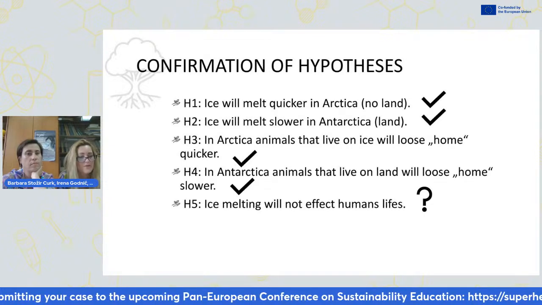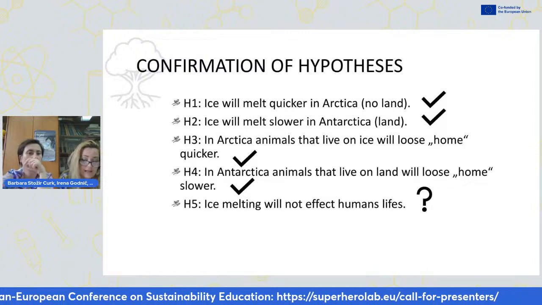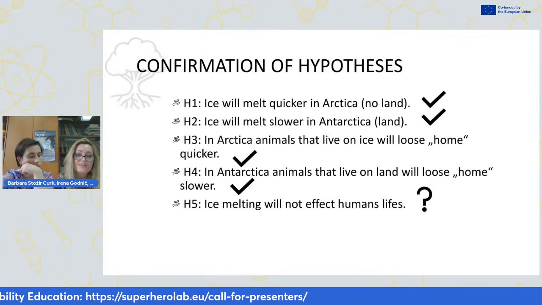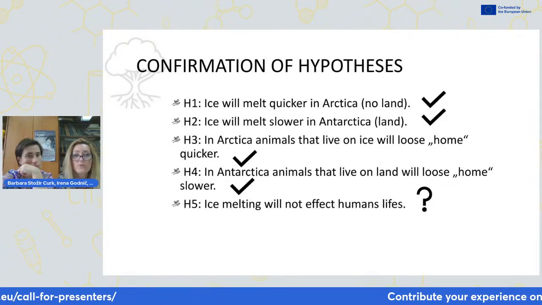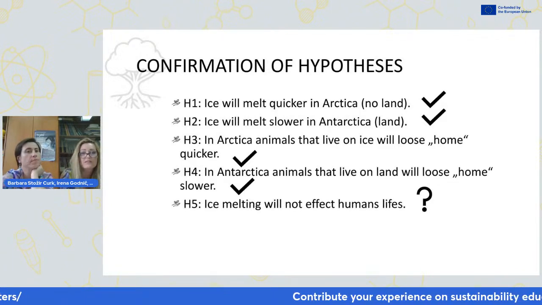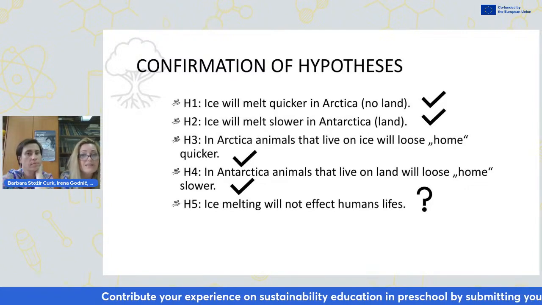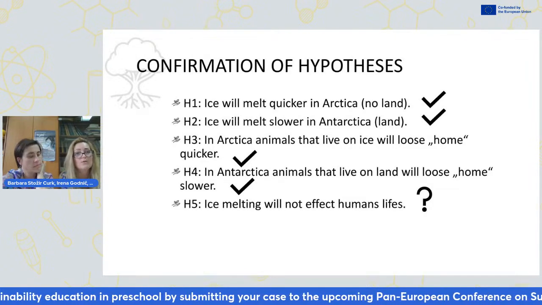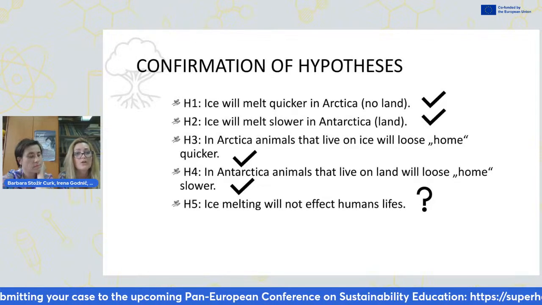So, with our experiment, we confirmed 4 of our hypotheses, but the last one has not been disproved and not yet confirmed. So, ice will melt quicker in the Arctic. That was correct. We predicted correctly. Ice will melt slower in Antarctica. This was predicted correctly. In the Arctic, animals that live on ice will lose their home quicker. And in Antarctica, animals that live on land will lose their home slower.